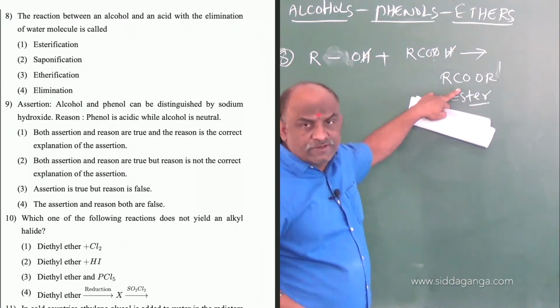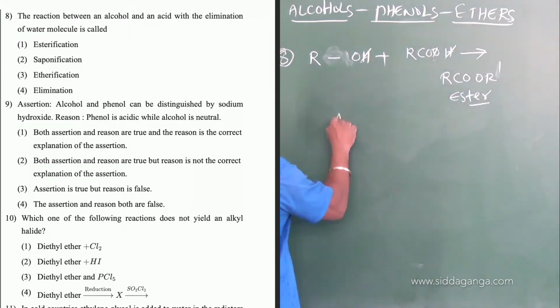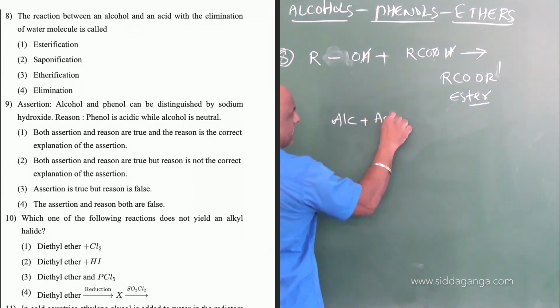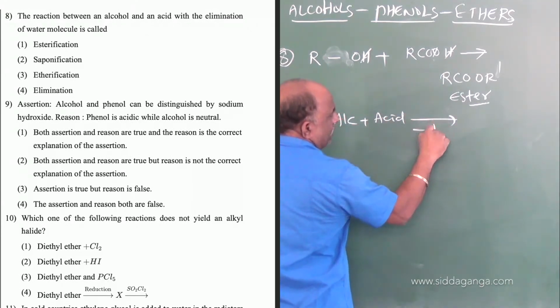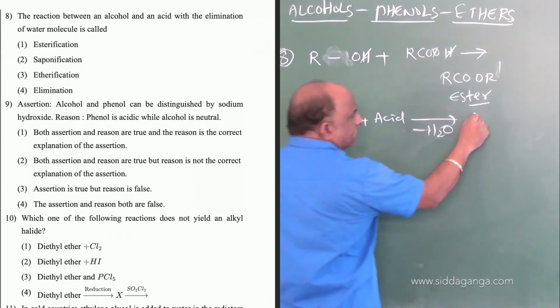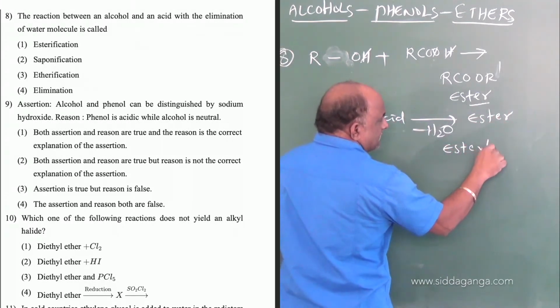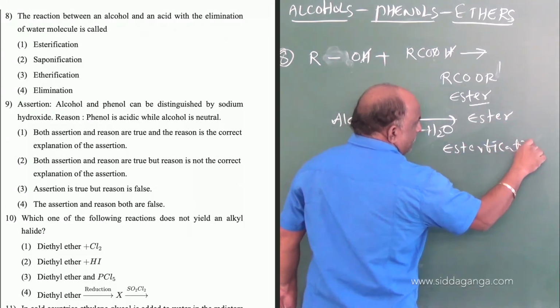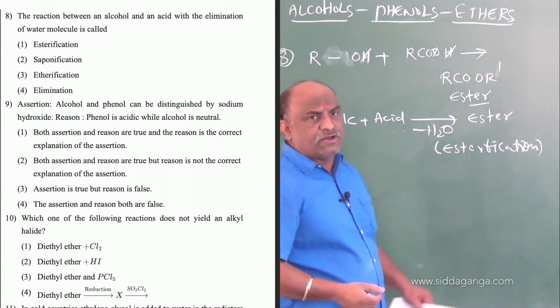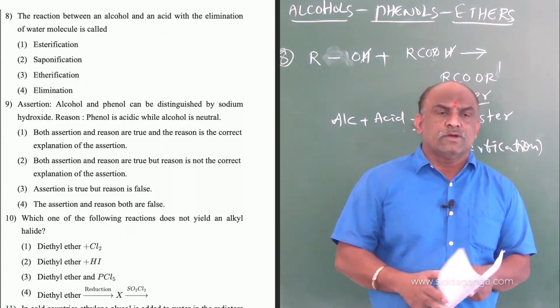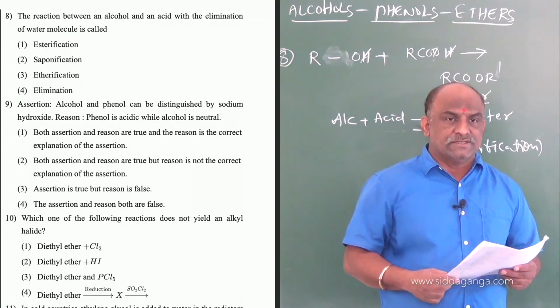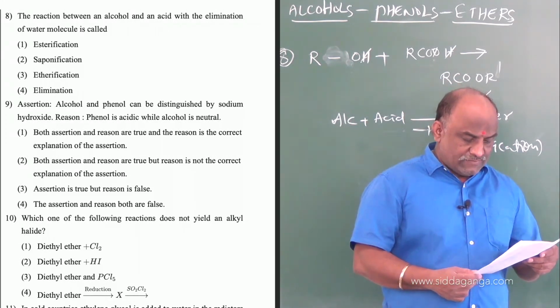Remember, formation of ester: alcohol plus acid. While adding alcohol to acid, water is eliminated, forming an ester. This reaction is called esterification. So in the esterification reaction, alcohol is added to carboxylic acid and water is eliminated. So option number 1 is the right answer for that question.